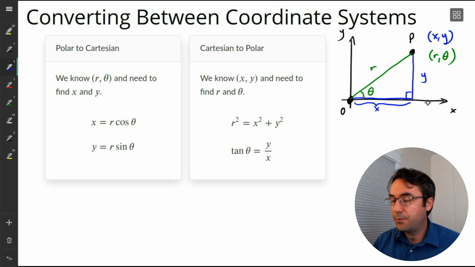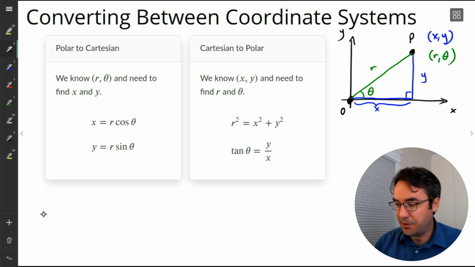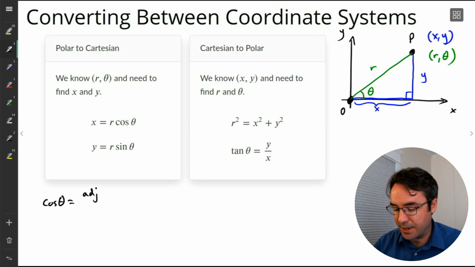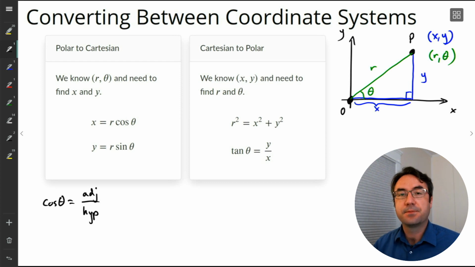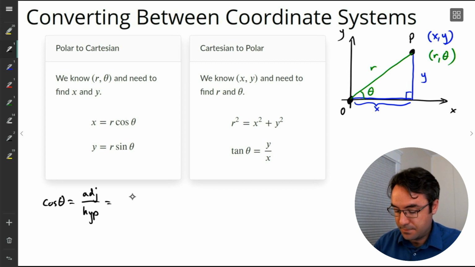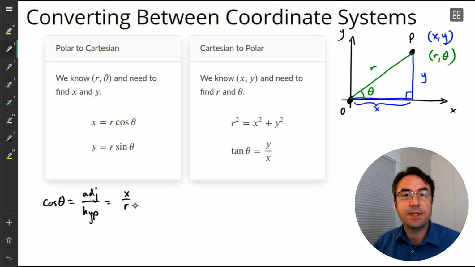So we know that trig functions are somehow involved with these right triangles. And we've looked at this before, but let's review it again. We know cosine of theta is equal to the adjacent side of that triangle over the hypotenuse. And so what's the adjacent side? Well, that's x, adjacent to angle theta. It's x. And the hypotenuse is r. So we get x over r. And if you solve this equation, cosine theta is equal to x over r, you get this first formula.